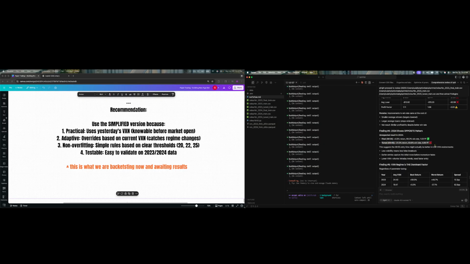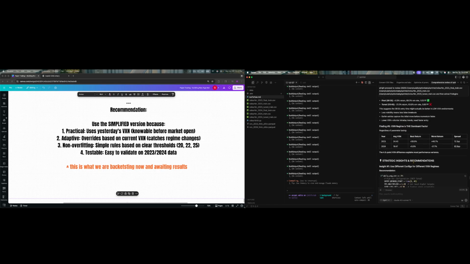Tuned at. This suggests that the 935 entry might be better for low VIX environments. Less volatility means less false breakouts. Earlier entries catch the initial moves before the momentum fades. Lower VXN, shorter intraday trends need faster entry. Finding 5 is that the VXN regime is the dominant factor.